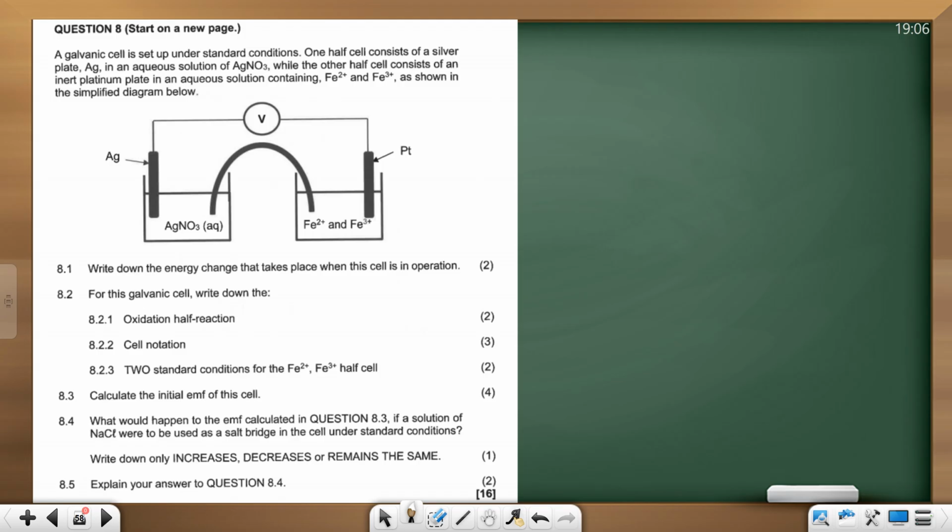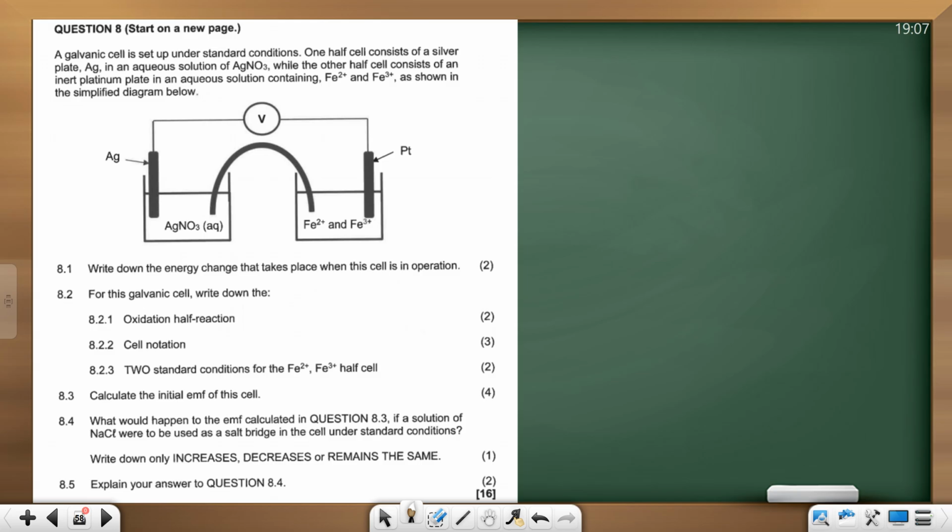Let's answer this one together. I'm going to pause. After reading, you're going to write your answer, then I write my own for each question. Okay. A galvanic cell is set up under standard condition. One half-cell consists of a silver plate, Ag, in an aqueous solution of silver nitrate, while the other consists of what?